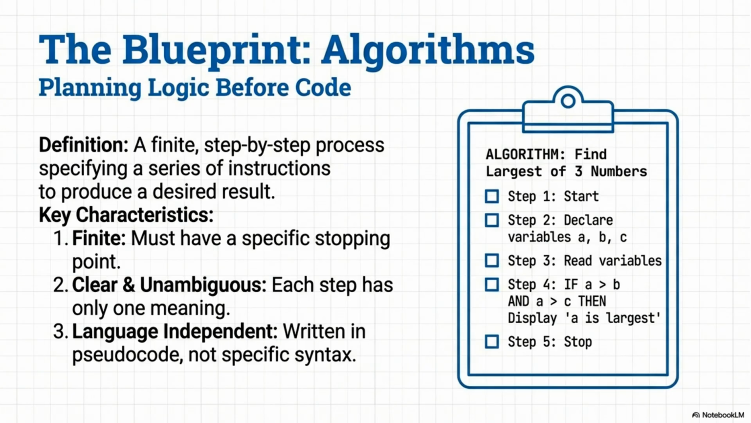Algorithms are the blueprint, planning logic before code. An algorithm is a finite, step-by-step process to produce a desired result. Key characteristics are being finite, clear and unambiguous, and language independent, often written in pseudocode.